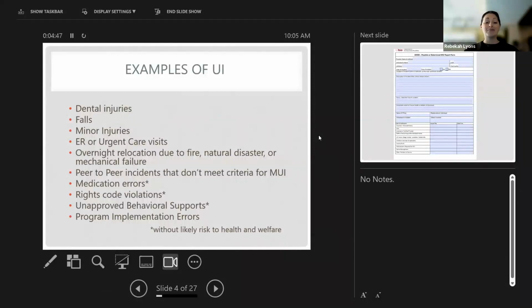We still have a program implementation error. That staff should not have left their shift early. Fortunately, there's no risk to the person. So we don't have neglect by sheer fortune. But that's something you still want to track, you want to address with staff. They shouldn't be leaving their shift without communicating that. And you need to follow up with that person.